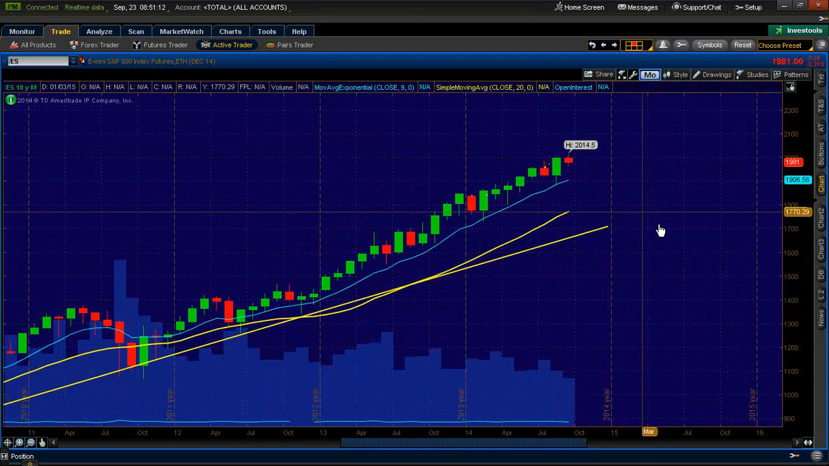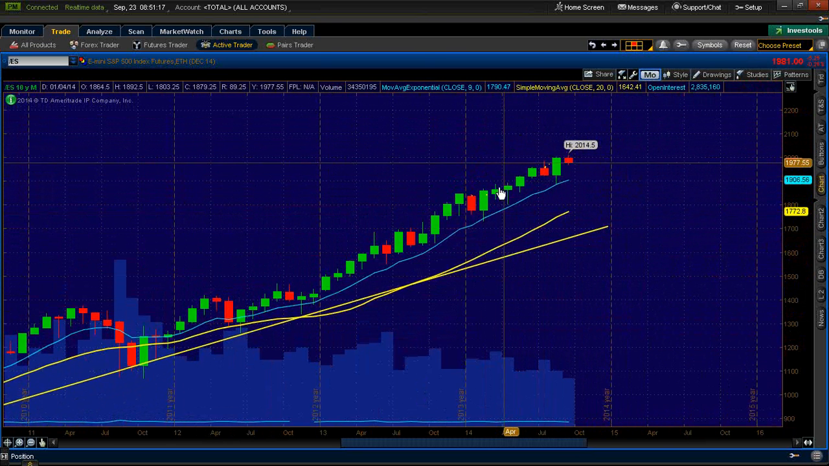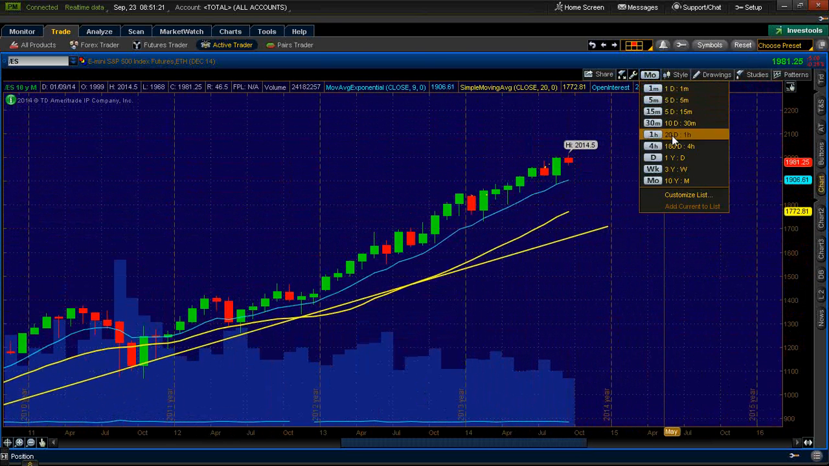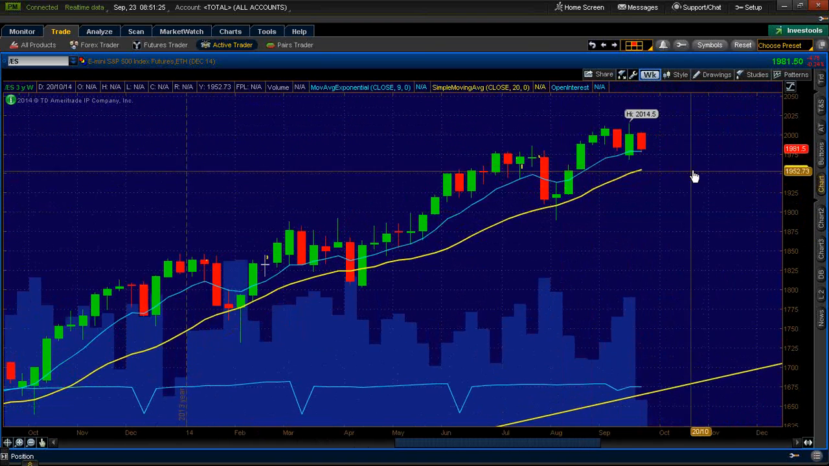Now that's long term, but you get the picture. We're not violating the long-term trend at all. Good slope, great separation, and the trend is intact on the monthly. Going down to the weekly, well, we're coming down to test the 9 EMA again on the weekly.